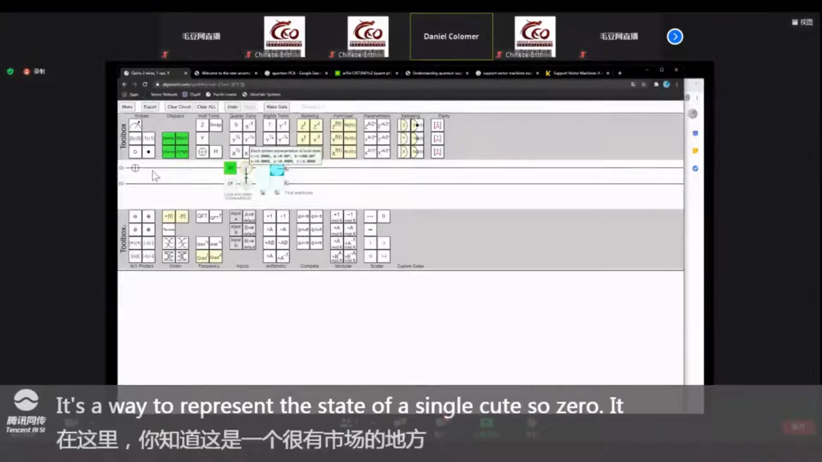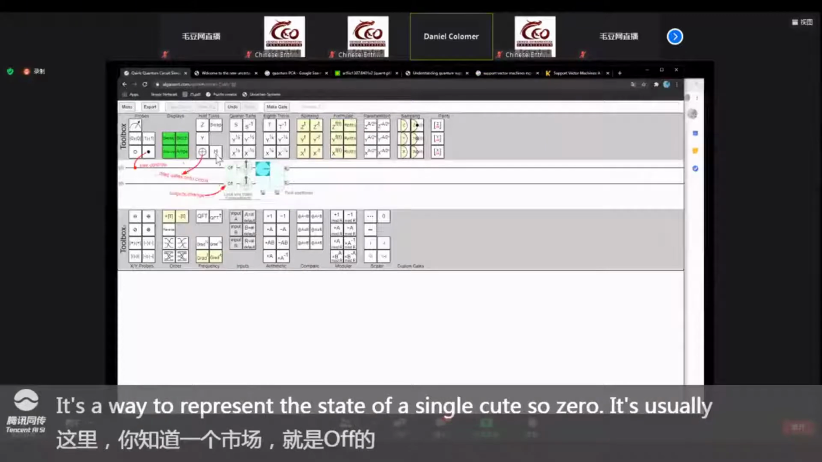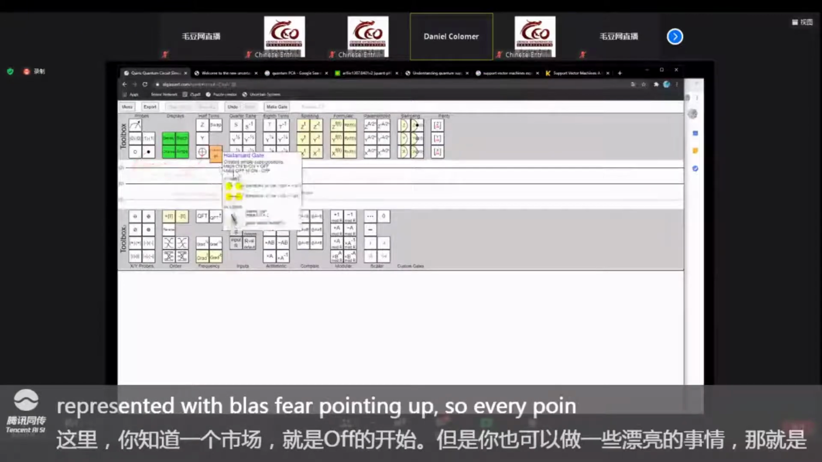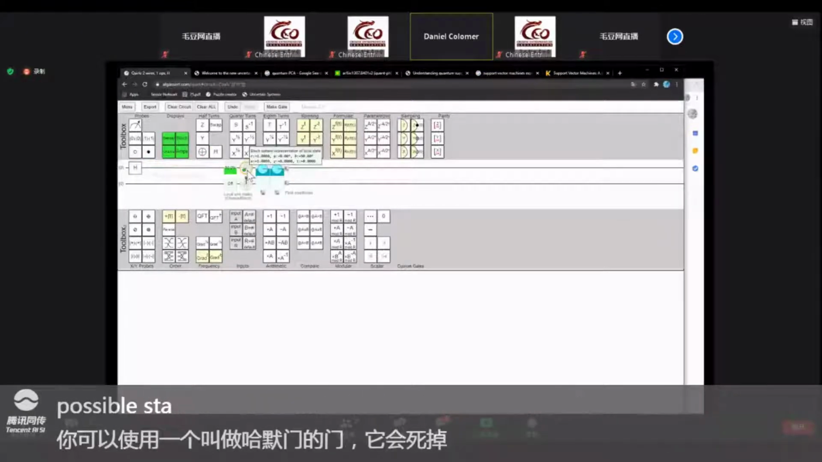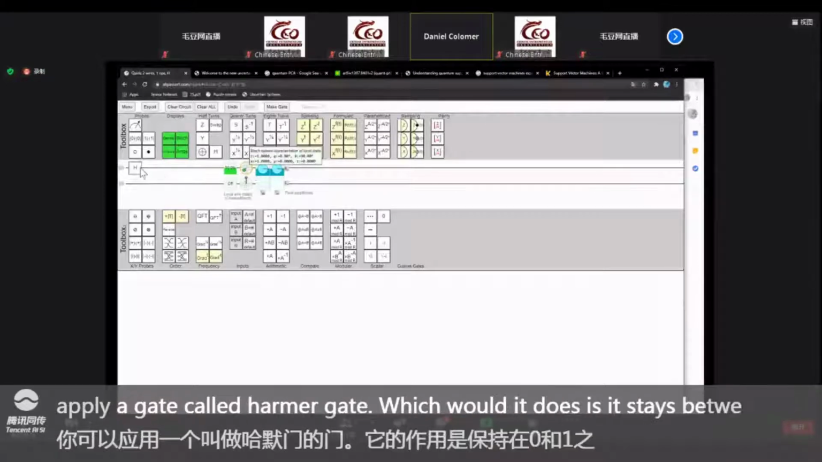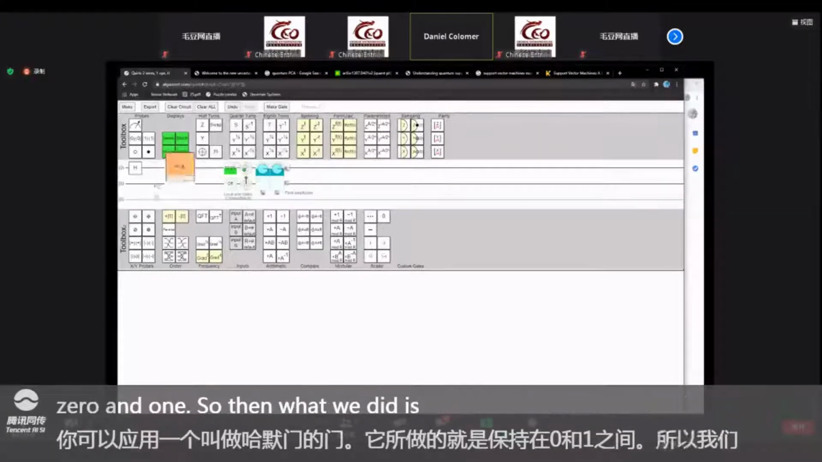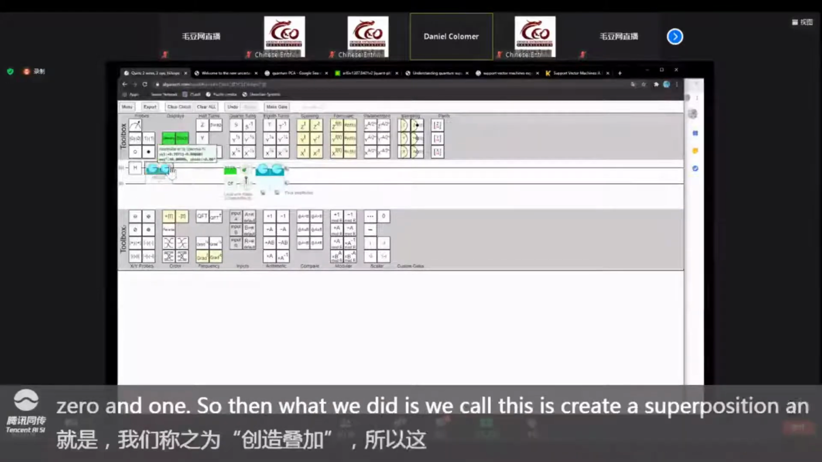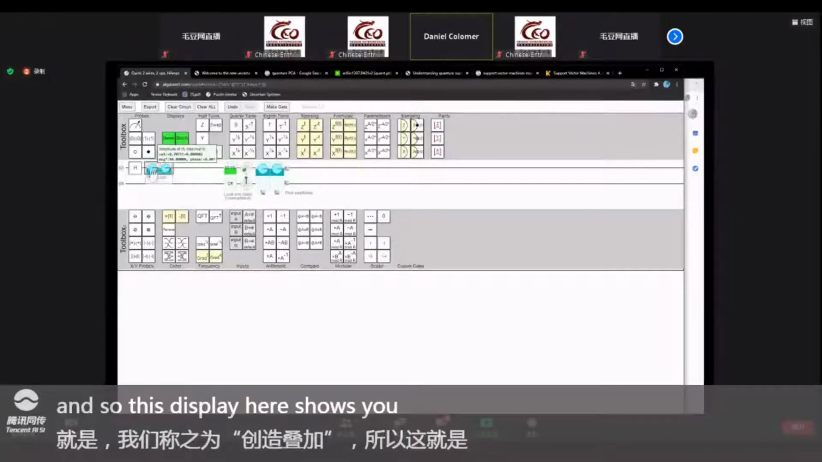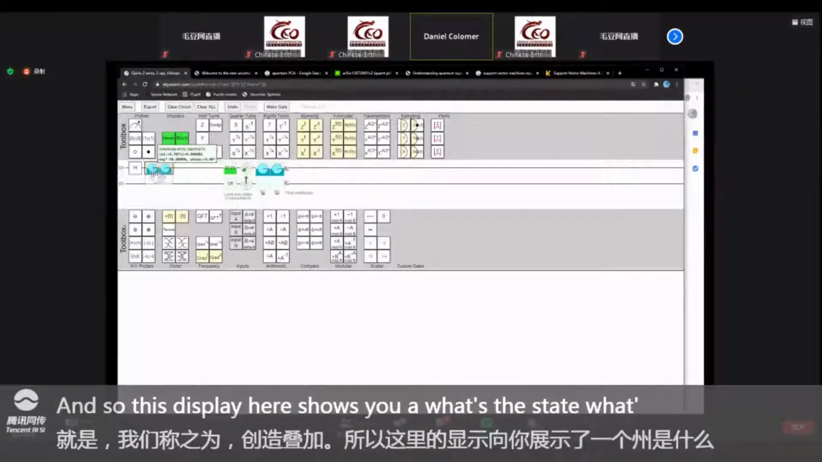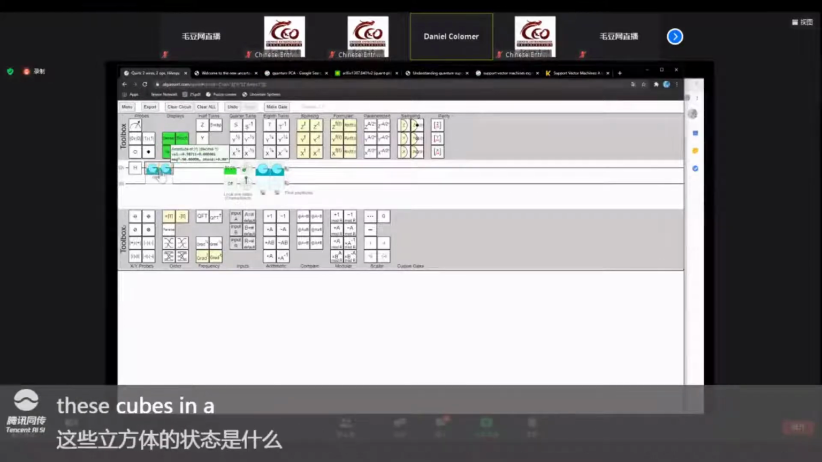But you can also do something beautiful, which is you can apply a gate called the Hadamard gate, which stays between 0 and 1. What we call this is a superposition, and this display here shows you the state of this qubit in a wave function representation, right?